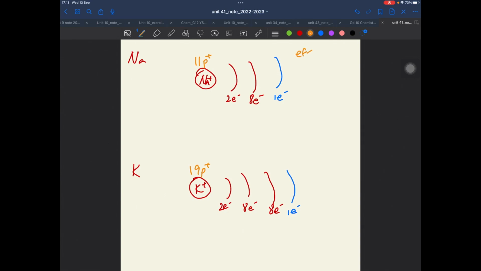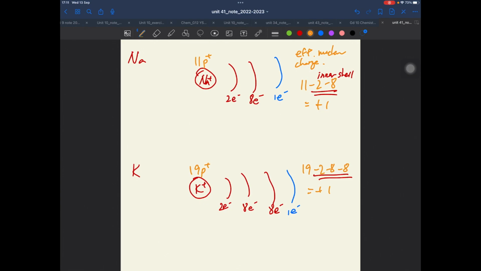The effective nuclear charge for sodium is 11 minus 2 minus 8. These are inner shells. Finally, it equals 1, or positive 1, okay? But for potassium, it's 19, again minus 2, minus 8, minus 8. Again, these are inner shells. Finally, also positive 1. Both of them have the same effective nuclear charge, right? Both of them are positive 1.